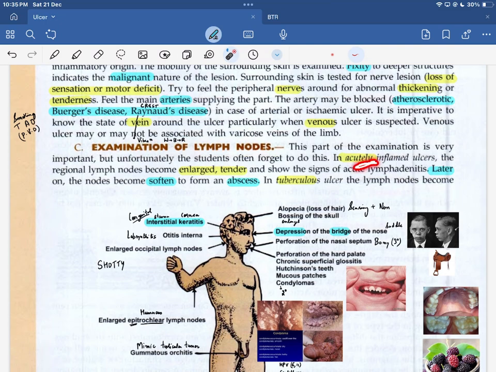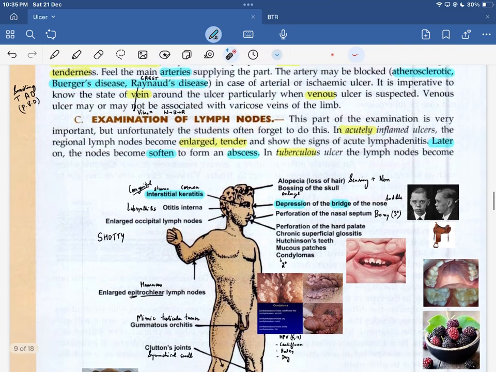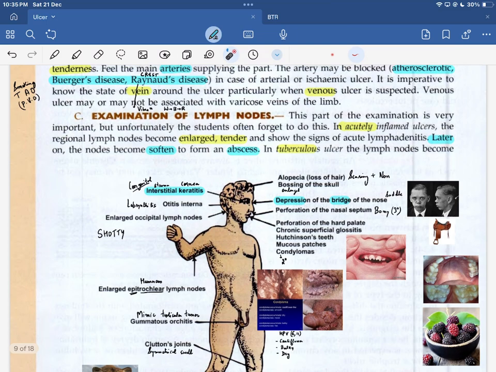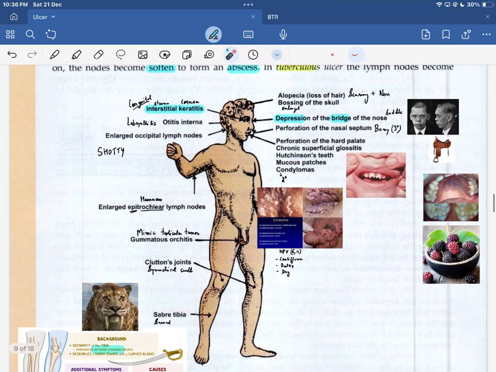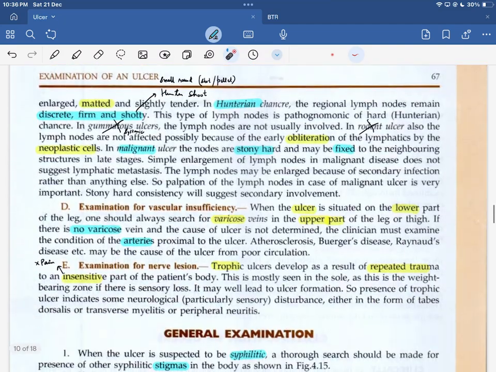So in the acute, what happens to the lymph nodes? They are enlarged, tender, whatever, right? Later they become softer, or they form an abscess, right? Whatever. And in the TB ulcer, we saw that all the lymph nodes are going to be enlarged. And this is very important, the TB nodes are matted, right? They're of a firm consistency. These are matted lymph nodes, and could be slightly tender. But this Hunterian chancre, what was that? This was primary syphilis, right?